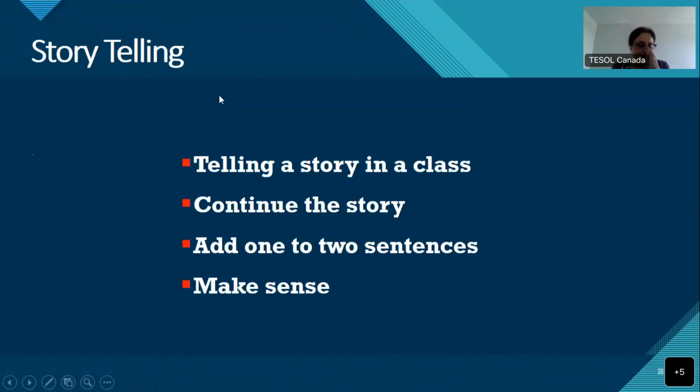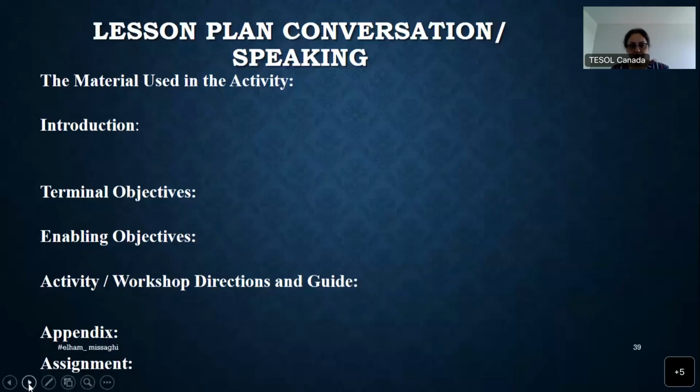Had she not got married to the prince, what would have happened? And then they start to discuss and make a different story for Cinderella. Okay, so that helps fluency and accuracy in speaking, and then they improve their speaking skills. So let's review how to write the lesson plan.